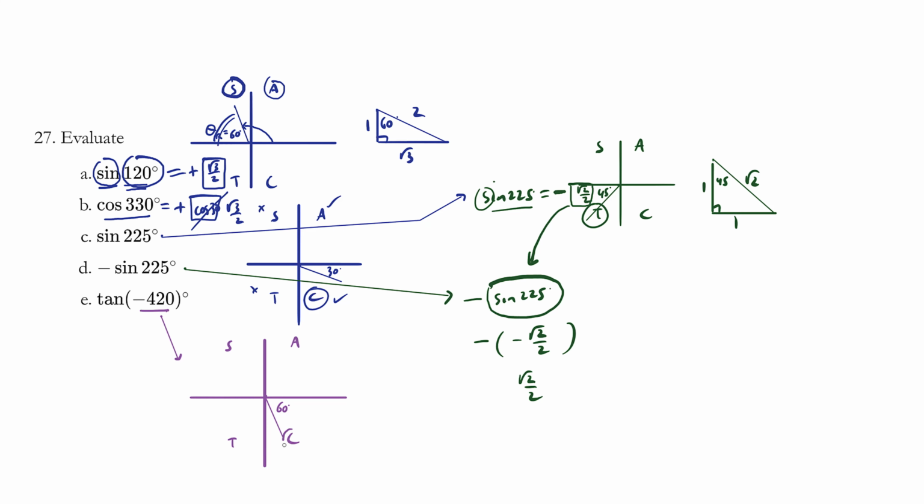And notice how we are in enemy territory. The letters T and C are different. And so the value is going to be negative. Negative what? It's tan of the reference angle 60, which happens to be root 3. All right, it's your turn.